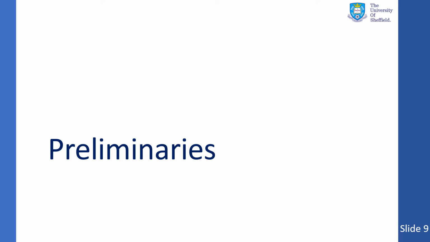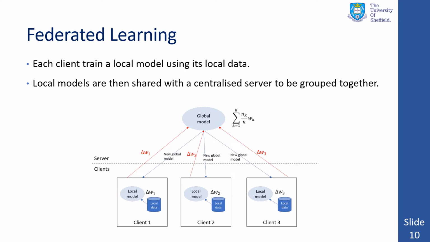Now I'm going to explain some preliminaries, where I explain the concepts of federated learning and split learning in detail. So what is federated learning? Federated learning is a collaborative machine learning approach where each client trains a local model using its local data and then shares that local model with the global server. As you can see here, there is no sharing of the data, only the models are shared between the client and the server.